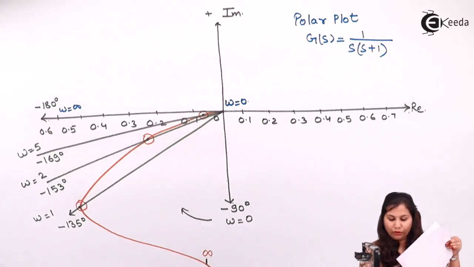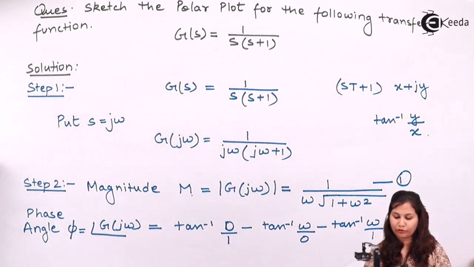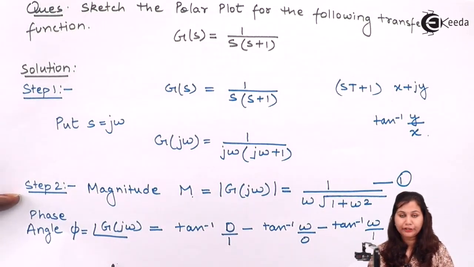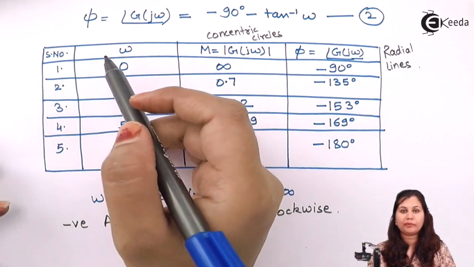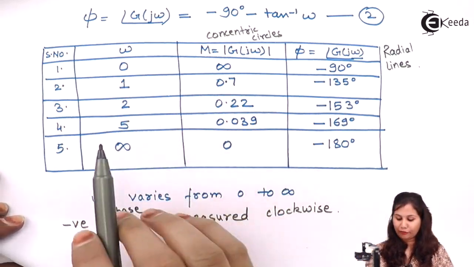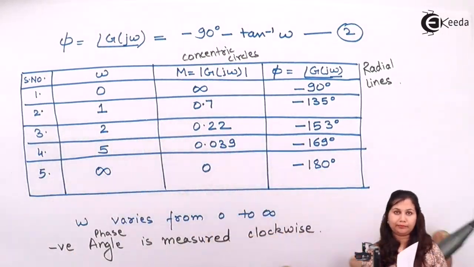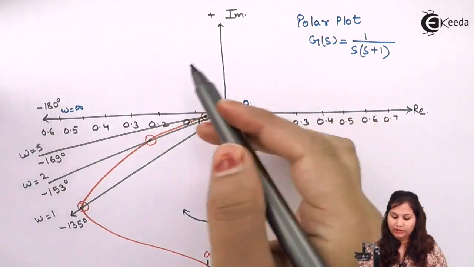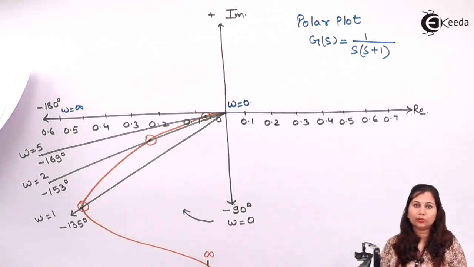So whenever such type of questions occur, you have to plot the polar plot of a system. First put s equals to j omega, then find the magnitude and the phase angle relations, and then form a table where the value of omega is varying from 0 to infinity. Calculate the magnitude and phase angle for all the values of omega, and then plot this table, that is the various values of magnitude and phase angle, on the polar coordinates.